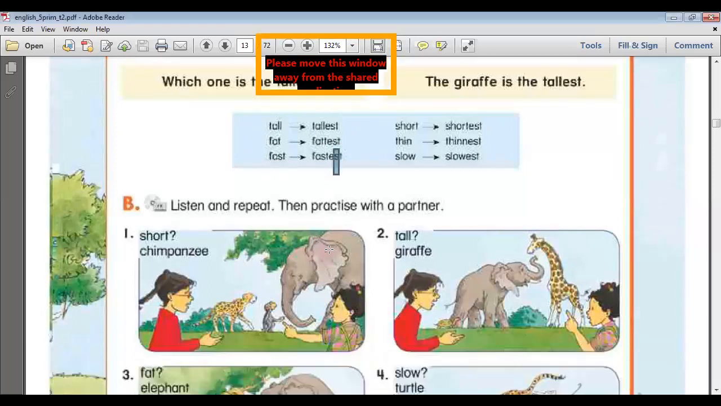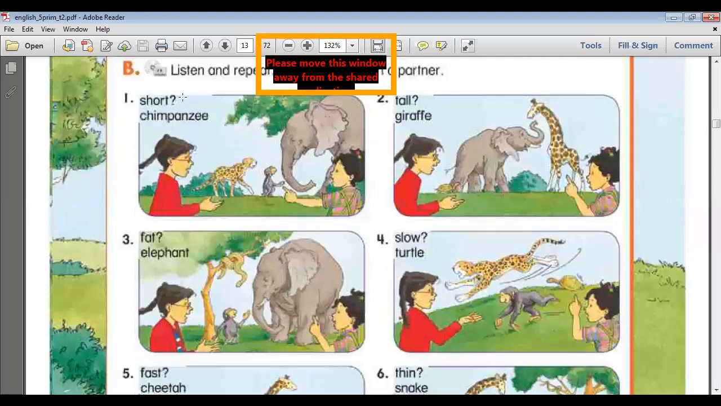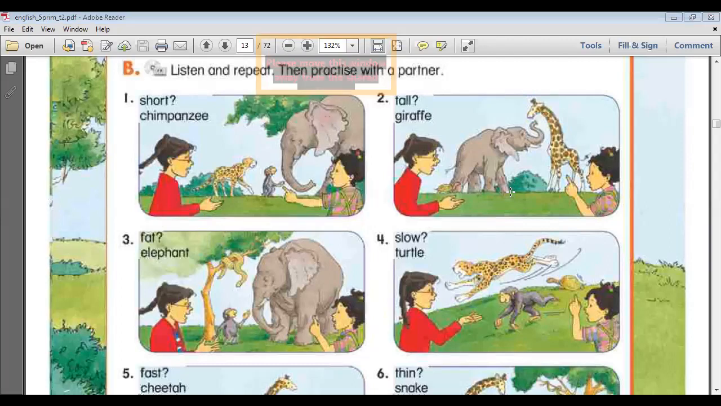So if I say chimpanzee, number one, which is short, I want Malik Muhammad to tell me about number one. Malik Muhammad, can you form a question and a sentence about the picture number one? Okay, just a sec, please. Okay, Saif Haytham, can you tell me a question and an answer about this picture number one? Can you make it up from your mind? A question and an answer.